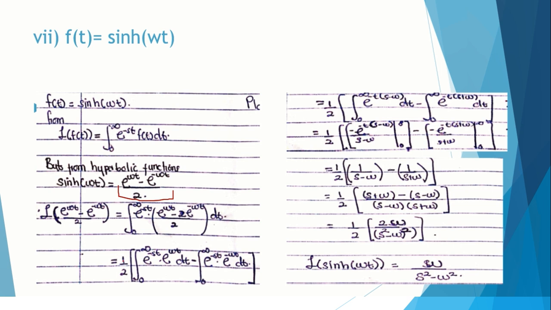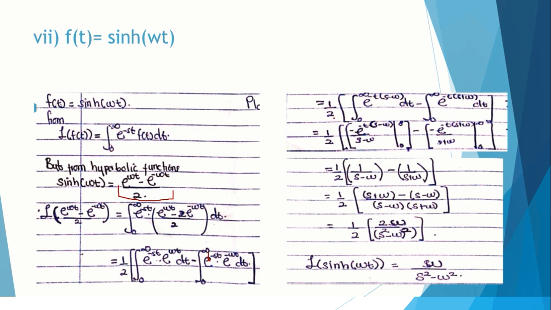It's going to give us a half times the integral from 0 up to infinity of exponent minus st times exponent omega t dt, minus the integral from 0 up to infinity of exponent minus st times exponent minus omega t dt. Then we solve those depending on the laws of indices, and we are going to reach this.